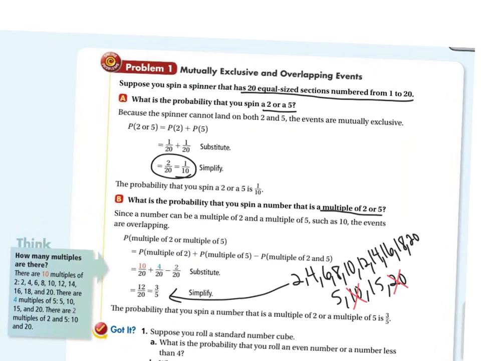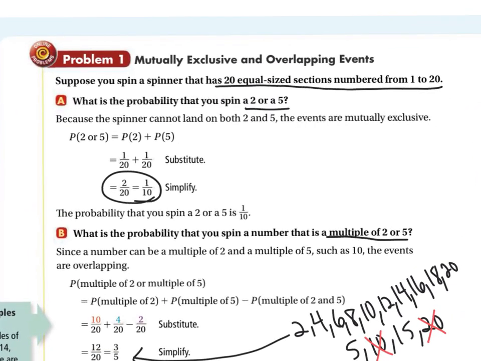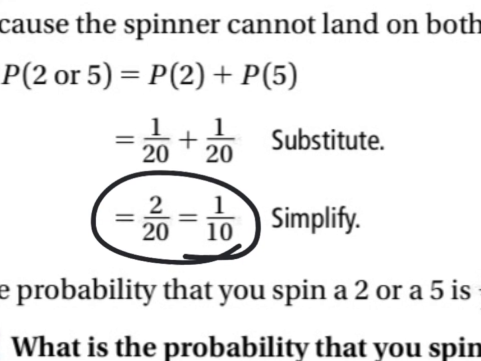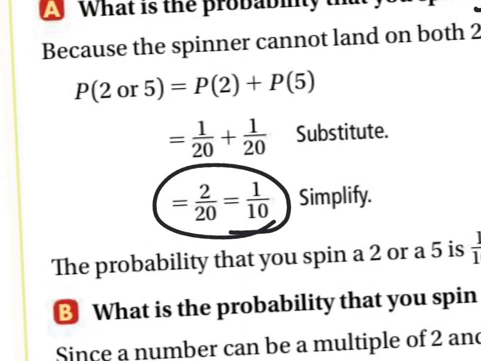So if you look at problem 1, suppose you spin a spinner that has 20 equal sized sections numbered from 1 to 20. What is the probability you spin a 2 or a 5? So a 2 and a 5, obviously there's no overlap, either it's a 2 or it's a 5. Probability of getting a 2 would be 1 out of 20. Probability of getting a 5 would be 1 out of 20. We want the probability of a 2 or a 5. We'll take either one of them. So we just add those together. That's 2 out of 20, or we can reduce that to 1/10, or if you wanted to say a 10% chance of spinning a 2 or a 5.